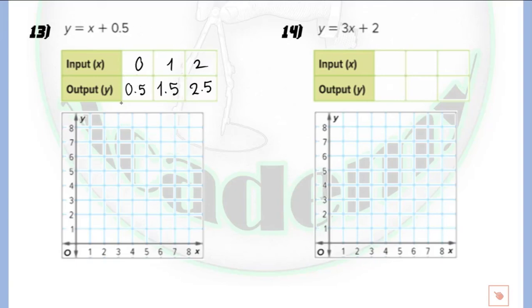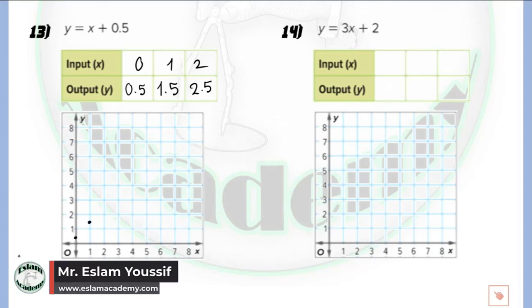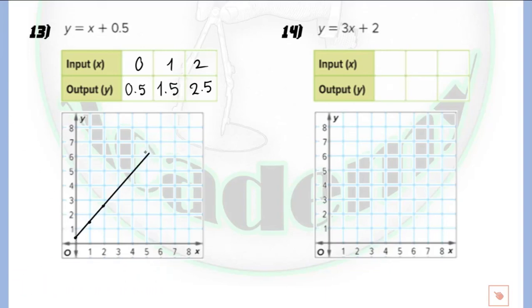Now the first point 0 and 0.5. So 0 on x, then going up 0.5. 1 and 1.5. Going to the right 1 and going up 1.5. Going to the right 2, then going up 2.5. Now the graph will be a line, so we have a linear function.